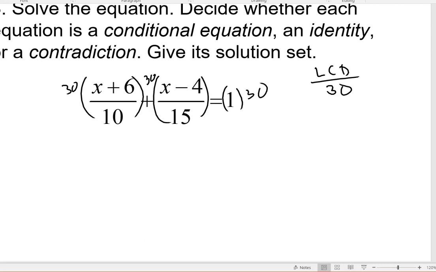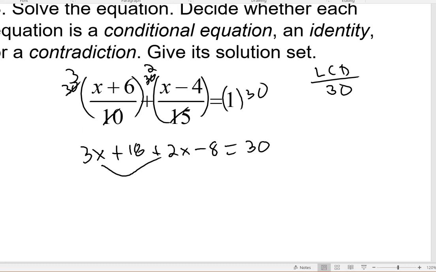So 10 goes into 30 3 times. Distribute that. 3x plus 18. 15 goes into 30 2 times. Distribute that. And nothing to clear out there, so just leaves us with 30. So in one step, you can clear out those fractions just by multiplying by the LCD.